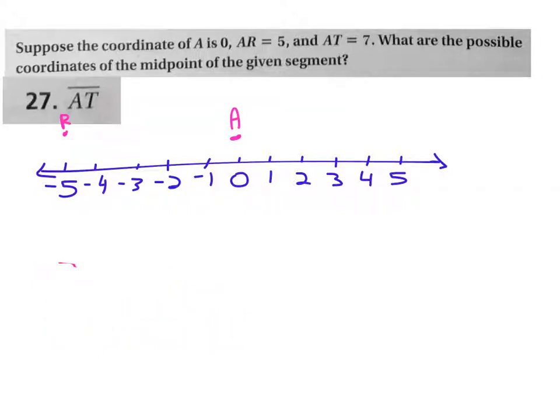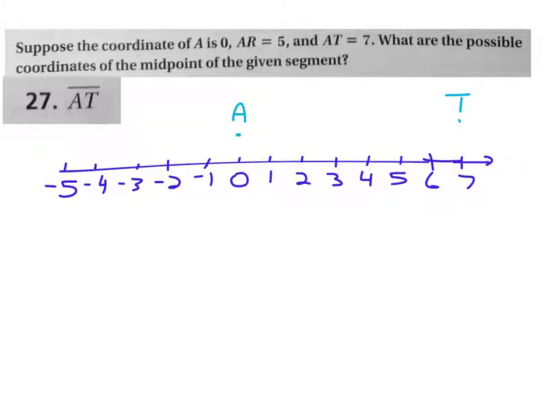Let's do it again for AT. They tell us that AT, and we still have A at 0, so I'll leave that there. A is at 0. And T, that's got a length of 7. Okay, so T could be all the way over here at 7. Touch that up a little so it's nicer for you. Or T could be all the way over here at -7.